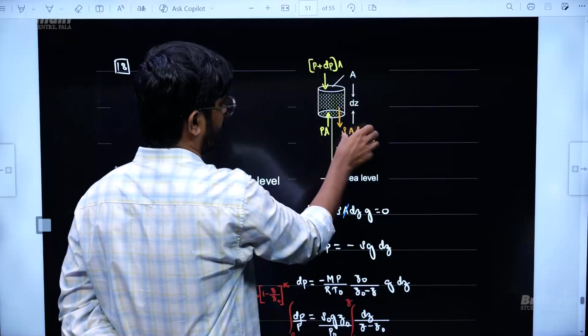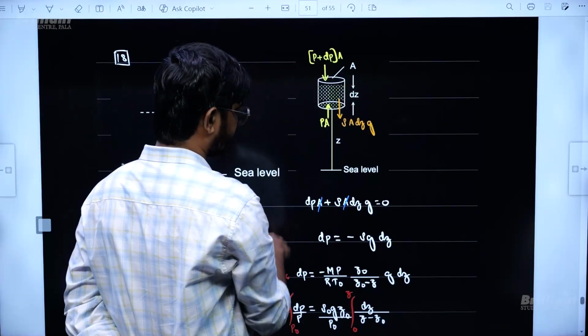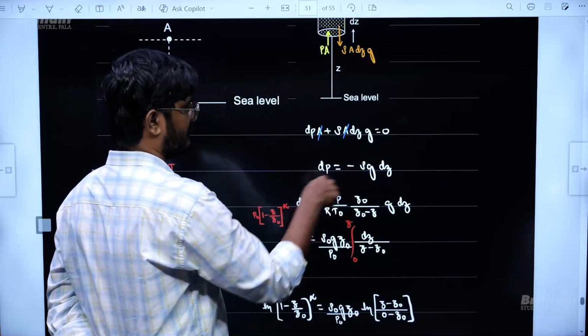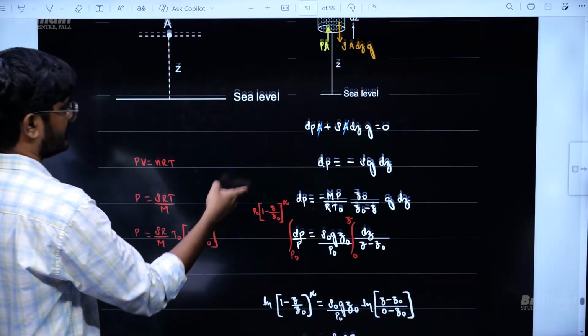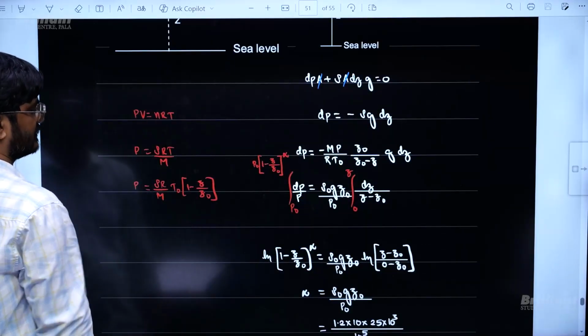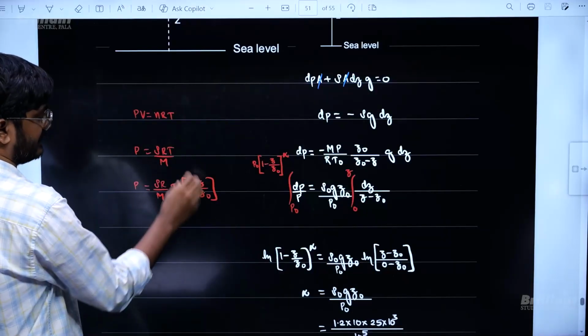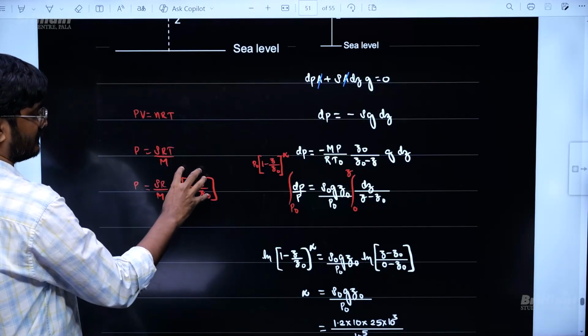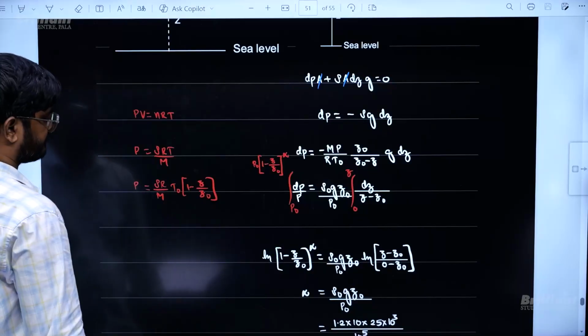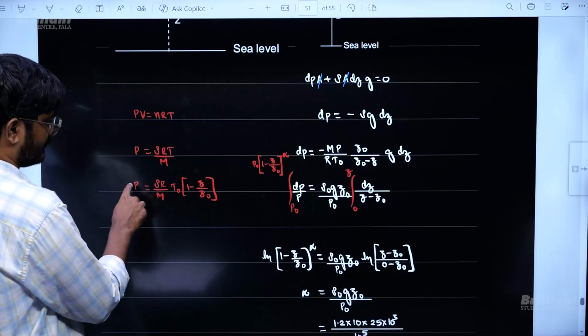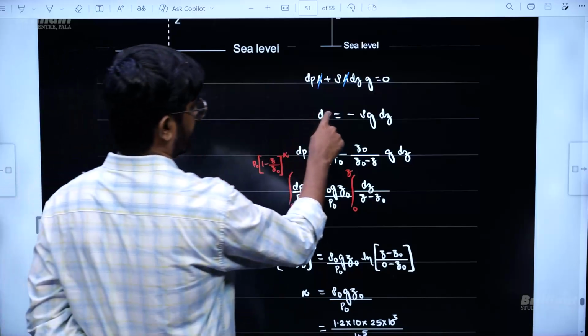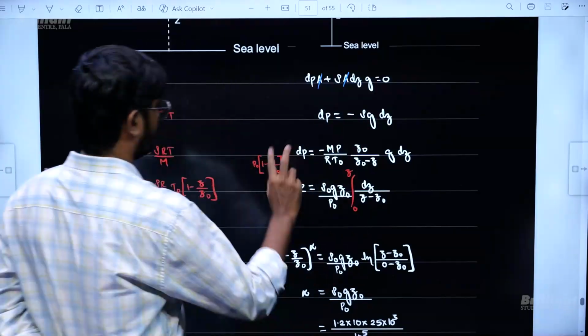So dP into A plus this thing should be equal to 0. And then here there are 3 variables, you need to convert it into 2 variables. For that you will be taking help of PV equals nRT. From there you will be getting P equals rho RT by M, and temperature dependence on the distance was given. From here you can see there is a relation between P, rho and Z. Here also P, rho and Z were coming, so we can eliminate one variable.